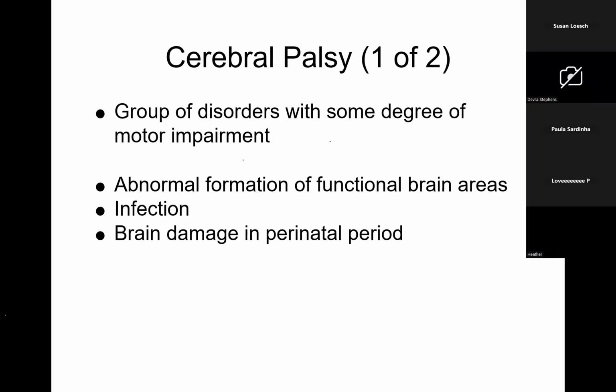All right, cerebral palsy. This is a group of disorders that includes motor impairment. This is caused by genetic or abnormal formation of the functional brain areas of the baby, or infection or damage to the brain in the perinatal period. So damage usually occurs in various areas of the brain, resulting in a clinical presentation that is highly variable depending on the areas affected for these kids. Damage can occur either before, during, or shortly after birth, and it doesn't progress. It's non-progressive, meaning whatever they're born with is what they're going to have. It doesn't get worse.